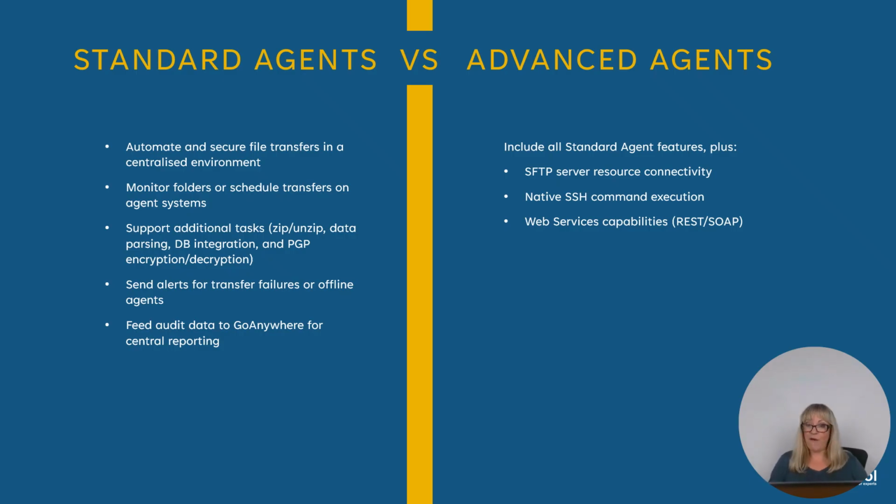Obviously advanced agents have everything that's on the left, but also allow you to have a resource on your agent that is an SFTP server. So standard agents, you can link network shares, databases, other things. But if you want to actually link to an SFTP server, then you would need to have an advanced agent. The other two things that advanced agents bring along is that you can also run native SSH commands, and you can also do things with APIs, so like REST and SOAP. So those additional capabilities come with the advanced agent.